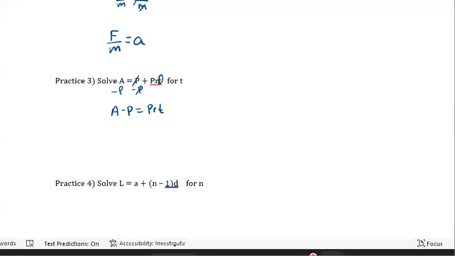And now I have nothing added to that side with the T, but I do have things that I'm multiplying. So I'm going to divide by the other things that are multiplied to T. And that cancels them. So now T's by itself, which is what I wanted. And what does this side look like? A minus P on top and P and R on the bottom. So again, a little bit ugly, but that's how we're going to leave it.